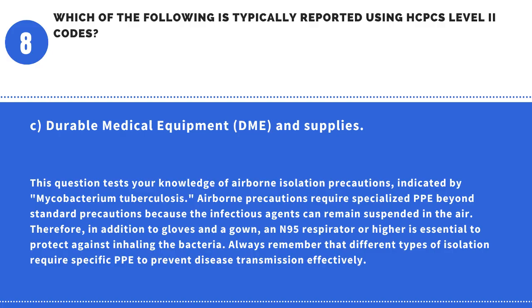HCPCS Level 2 codes are used to report products, supplies, materials, and certain services not included in CPT, such as ambulance services, DME, and drugs. Think of HCPCS Level 2 codes as covering the stuff used in healthcare, like crutches or bandages.